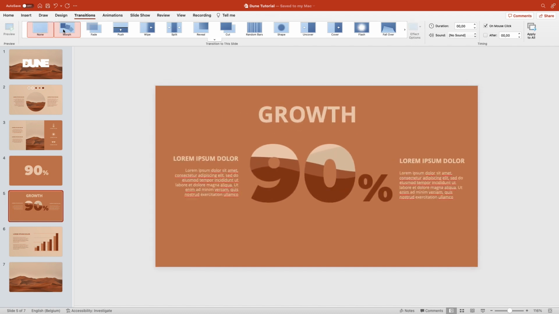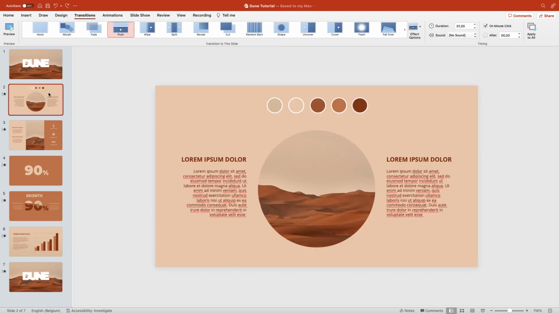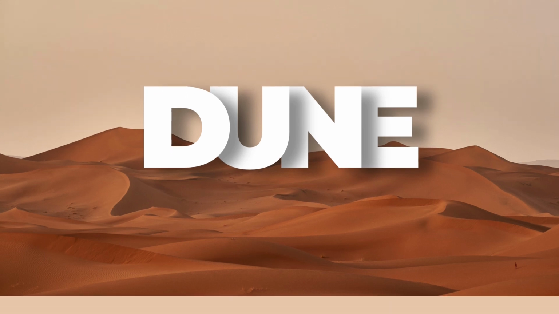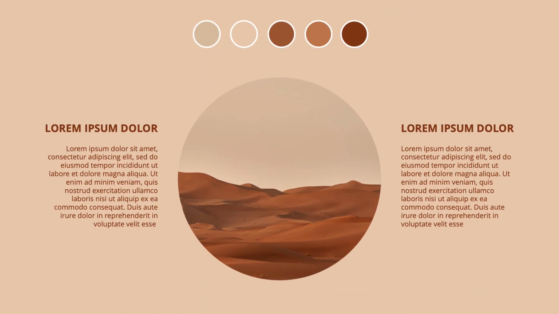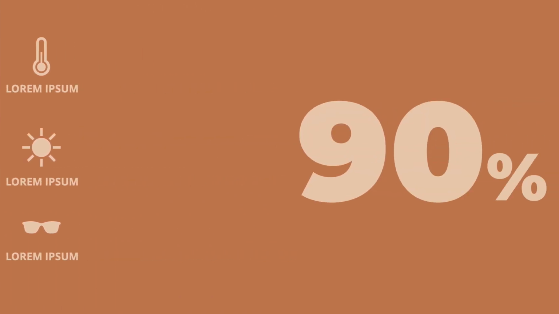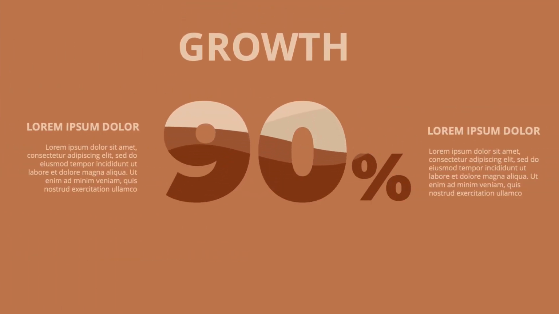Select the other slides and add some transitions to the slides as you want. I'm going for a push transition and increase the time to about 2 seconds per transition. Let's preview. Now you know how to make this beautiful presentation on your own, and you can really customize it as you want.